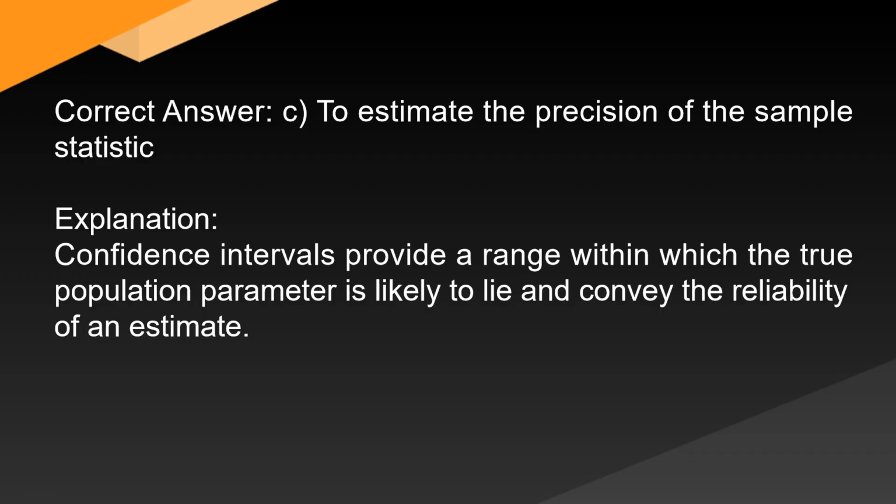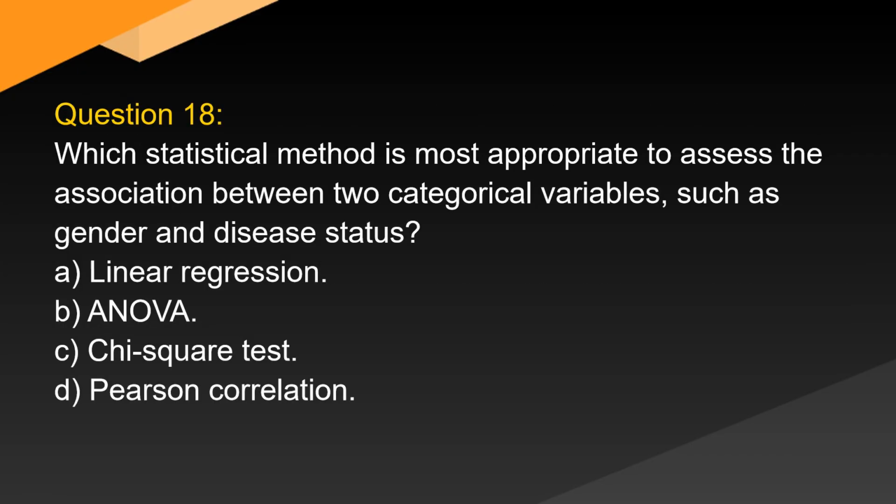Explanation: confidence intervals provide a range within which the true population parameter is likely to lie and convey the reliability of an estimate. Question 18. Which statistical method is most appropriate to assess the association between two categorical variables, such as gender and disease status?